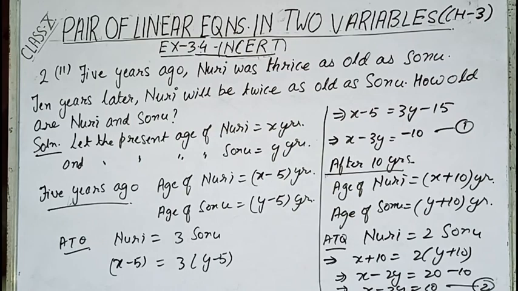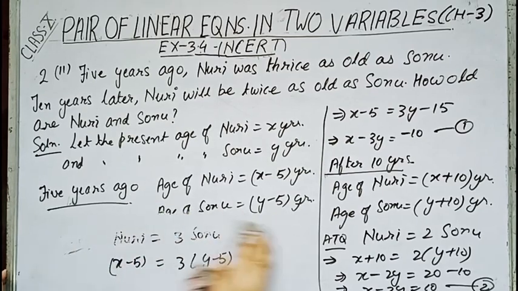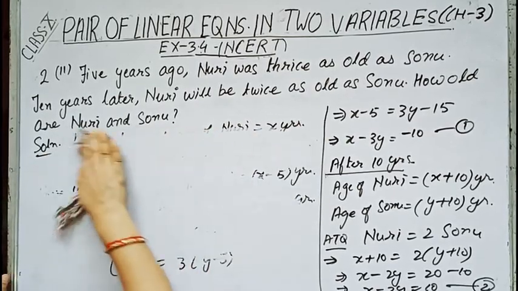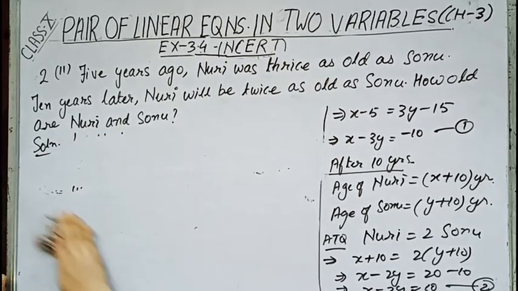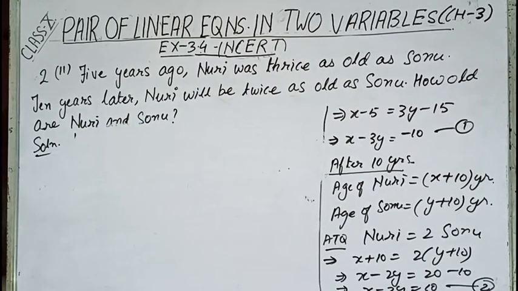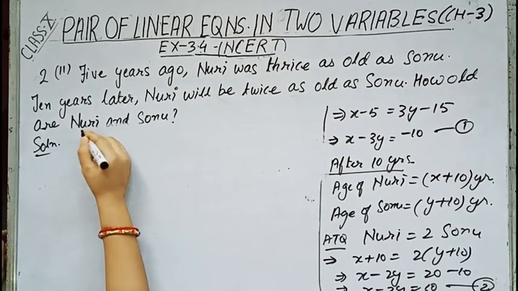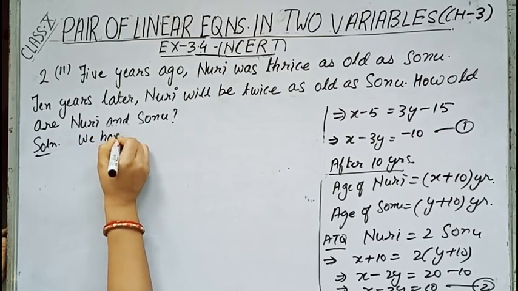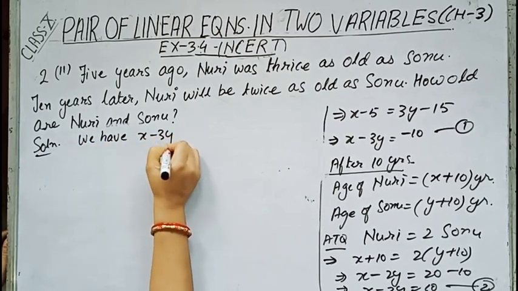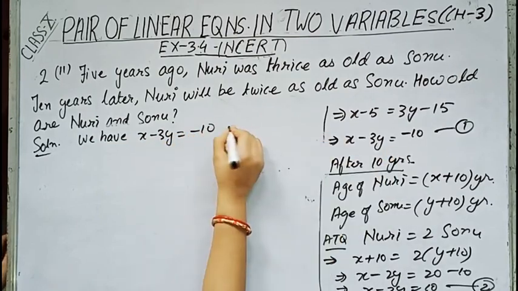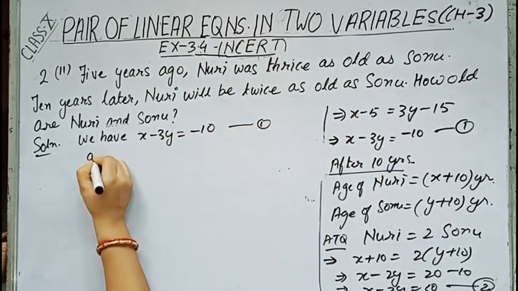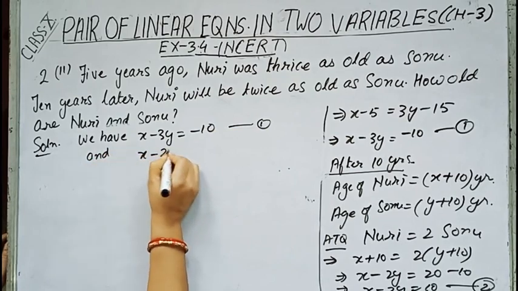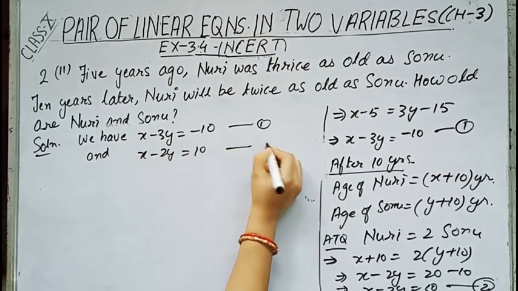So the two algebraic linear equations we have got. Let us solve these two equations to get the values of X and Y. We have X minus 3Y equals to minus 10, see equation 1, and X minus 2Y equals to 10, see equation 2.